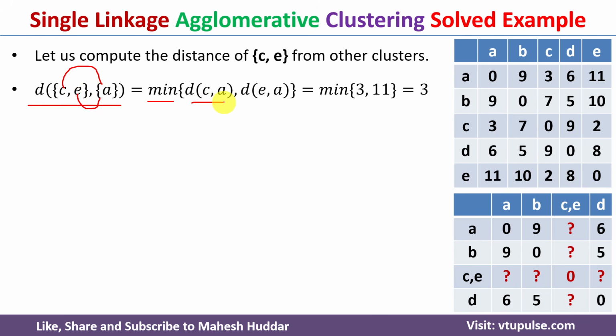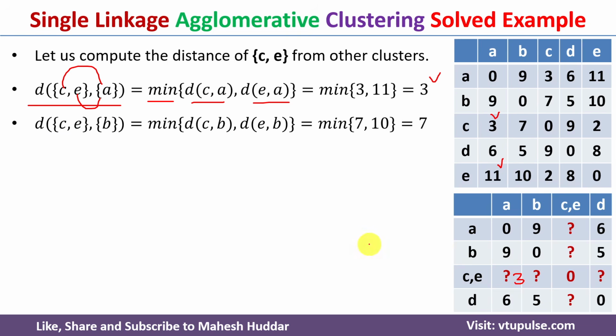We know the distance between C and A, that is equivalent to 3 here. The distance between E and A is equivalent to 11. Between 3 and 11, 3 is minimum here. The meaning of this one is the distance between cluster CE to A is equivalent to 3 here.